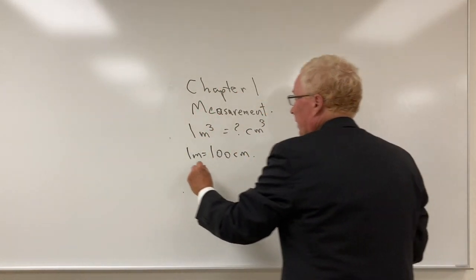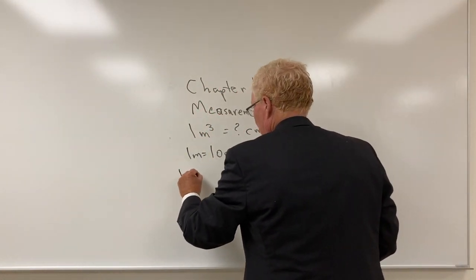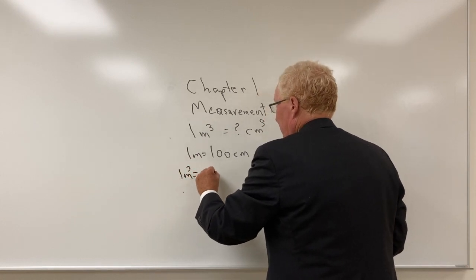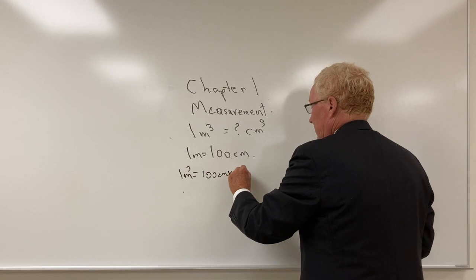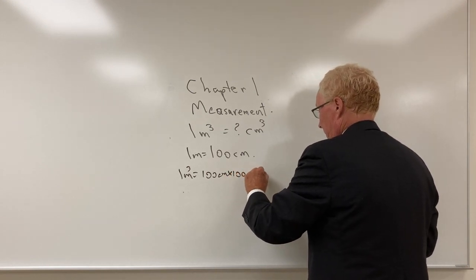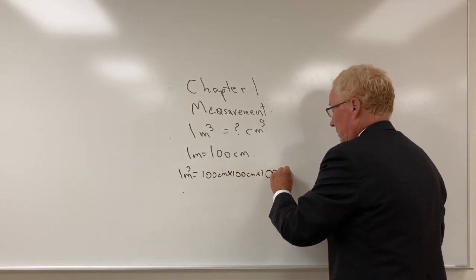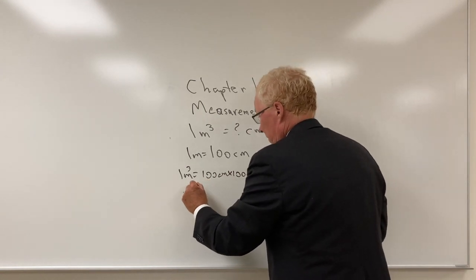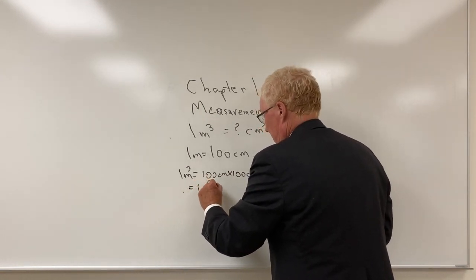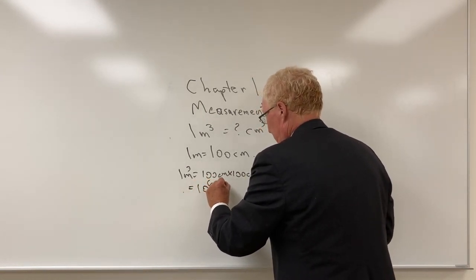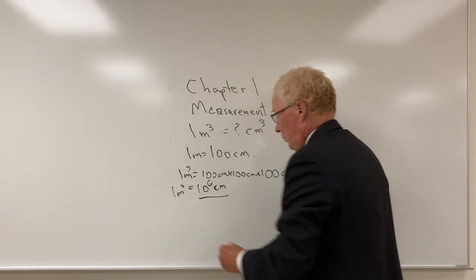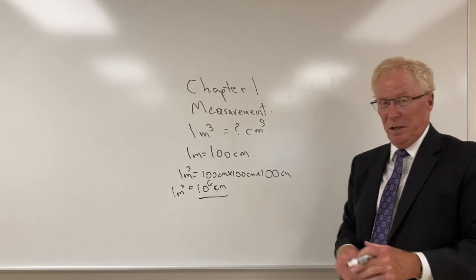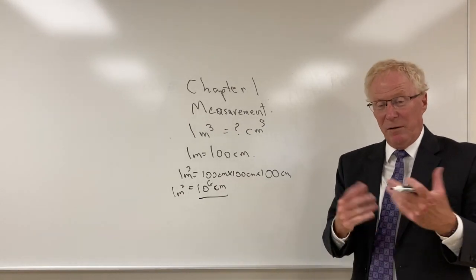So 1 cubic meter will be 100 centimeters by 100 centimeters by 100 centimeters, which is 10 to the 6th cubic centimeters. Again, that's in power of 10 notation, scientific notation. So that's how that's going to be.